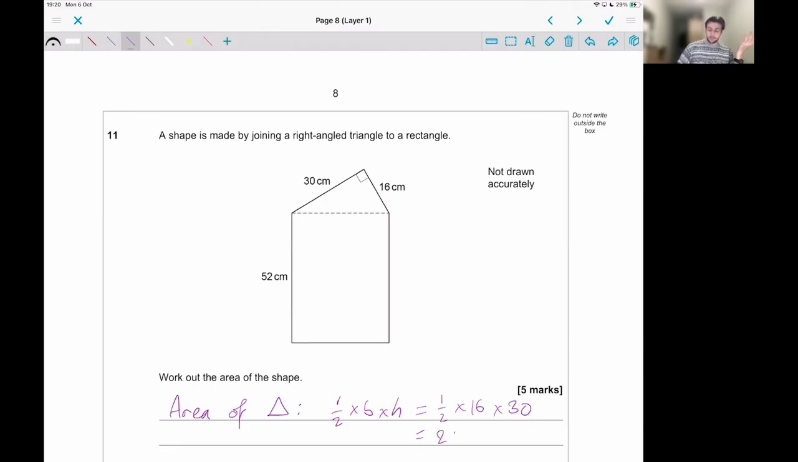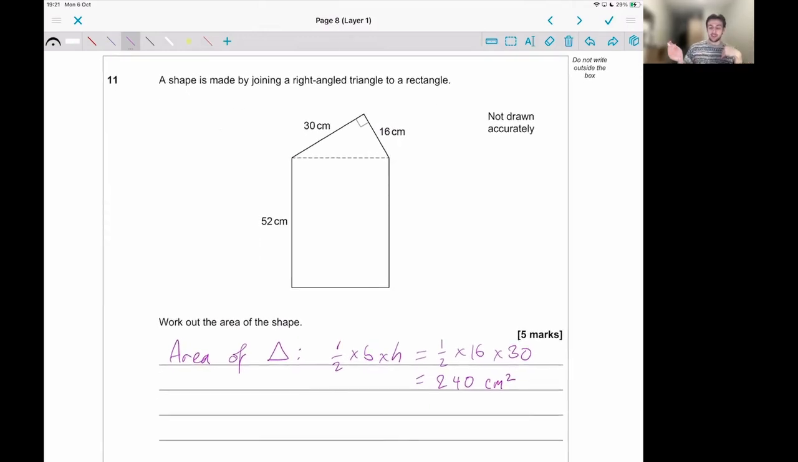Yeah. So 240, and then what's our unit? Our unit is centimeters squared. So that's the area of the triangle. That was really easy. That was really quick. We're done. Except we're not, because we need to work out the area of the rectangle next. How do we work out the area of the rectangle? Well, normally that's easy. We do one side times the other side. But we don't know how long this side is. So we need to work that out.